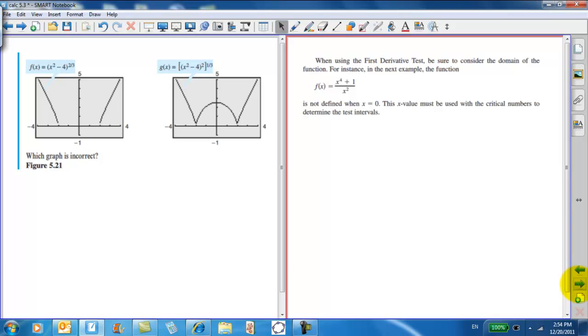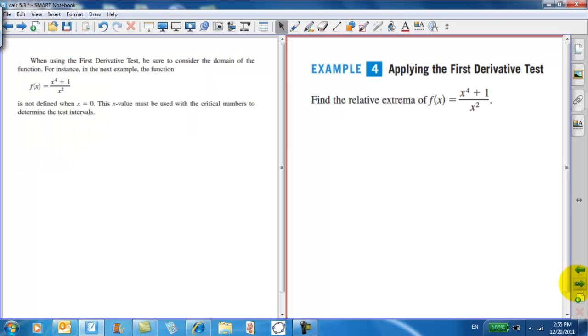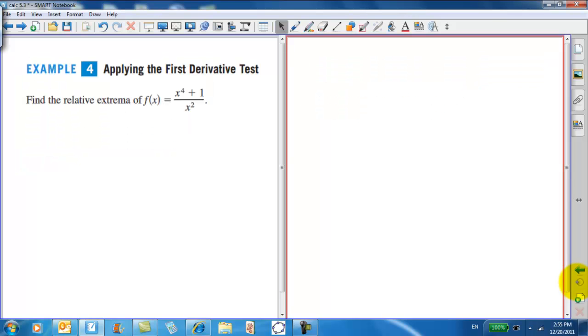Now, remember we kept talking about you have to consider when is the derivative undefined as well. And also, if there's parts of the original function that are undefined, you have to consider those as critical numbers as well, because the function might be changing sign and its derivative might be changing sign there. So let's look at the first derivative test on this.